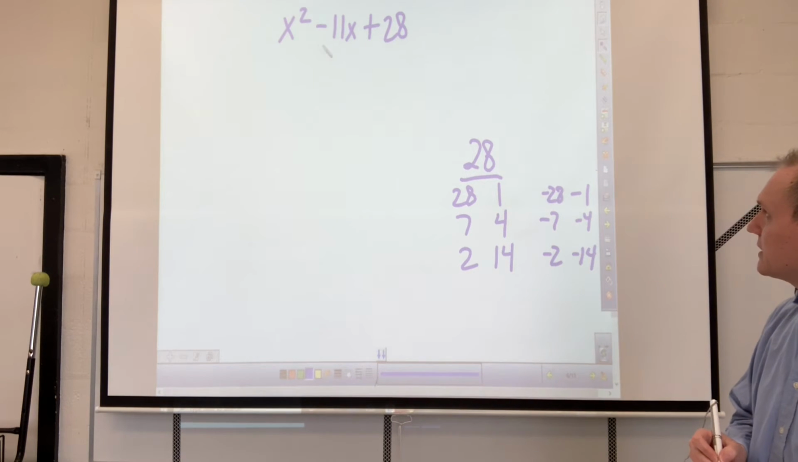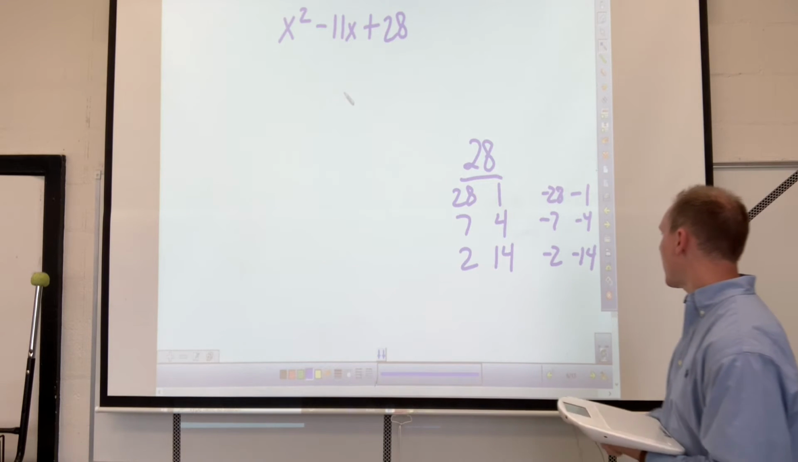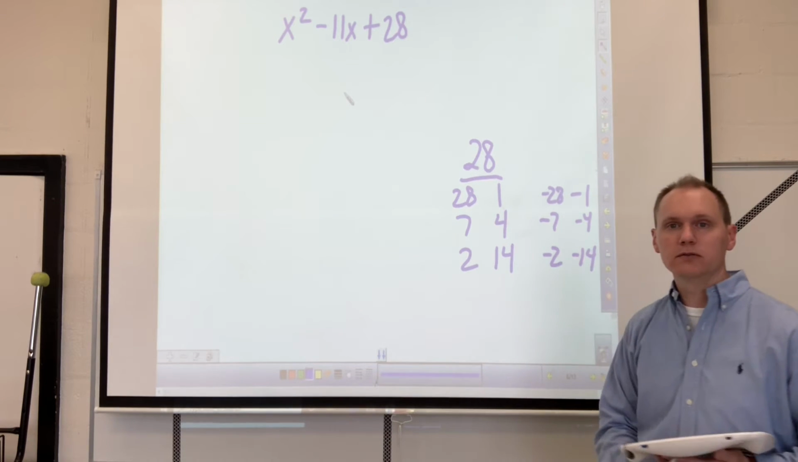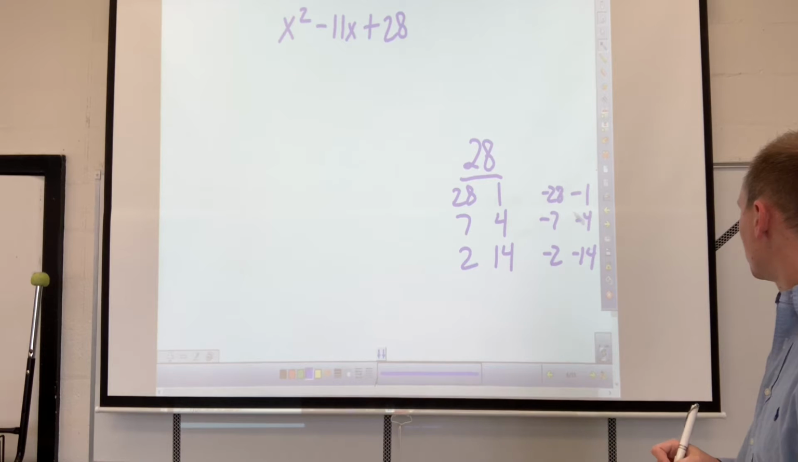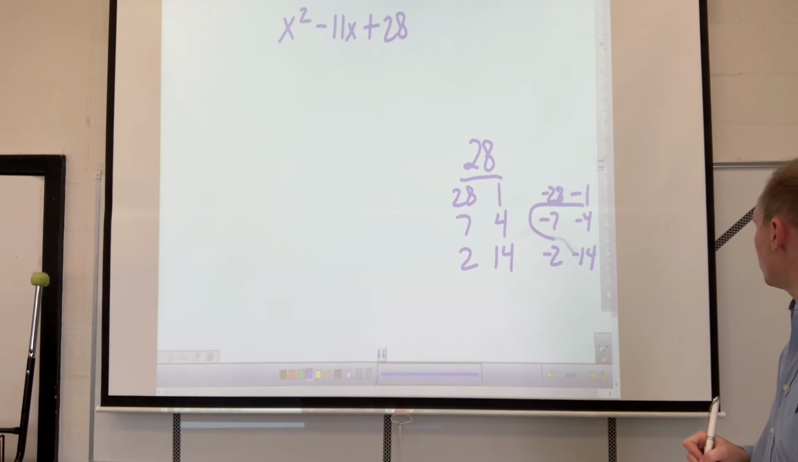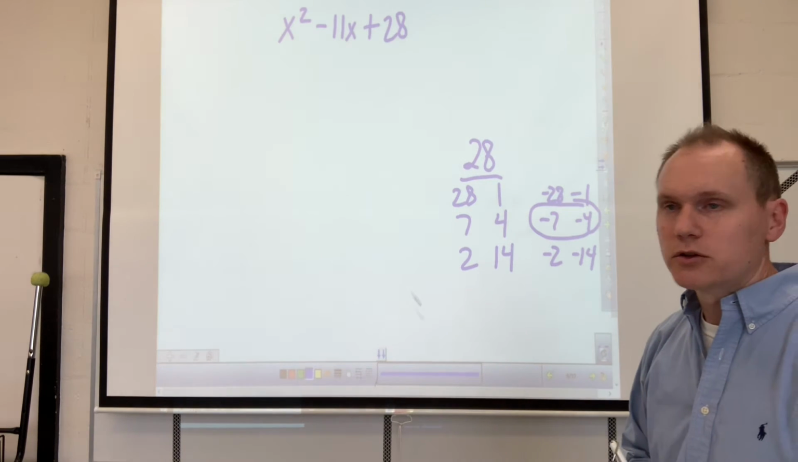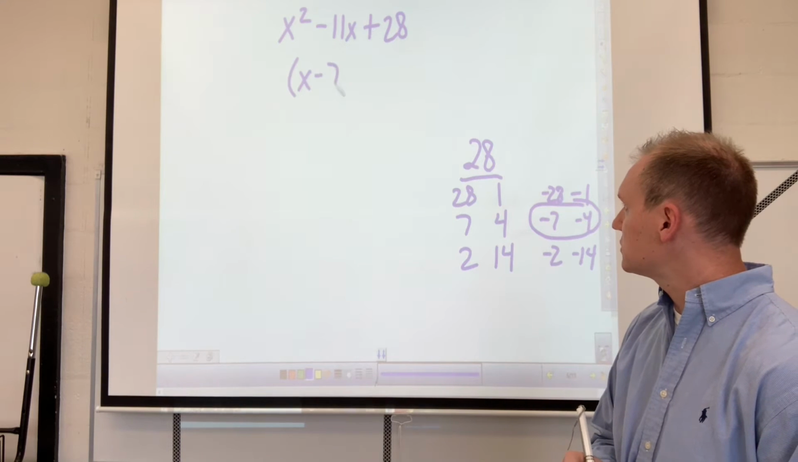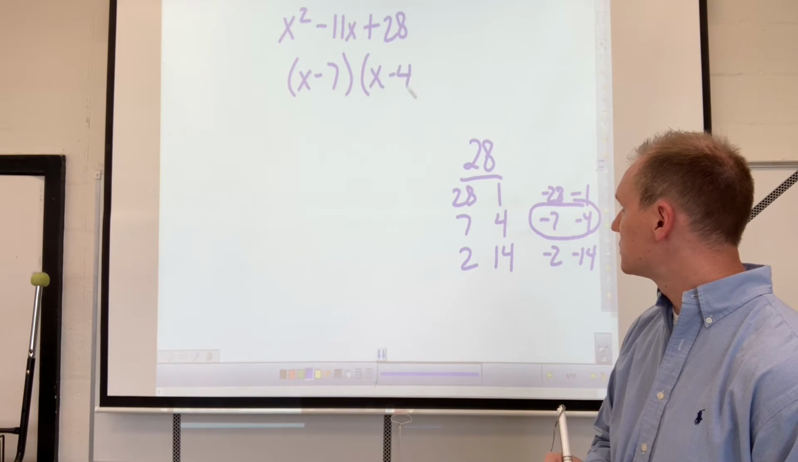Okay, so if we're trying to add to give a negative 11, we're going to have to pick the pair that's both negatives here. So if you look at it, negative 7 and negative 4 do that. So that means this factors into x minus 7 times x minus 4.